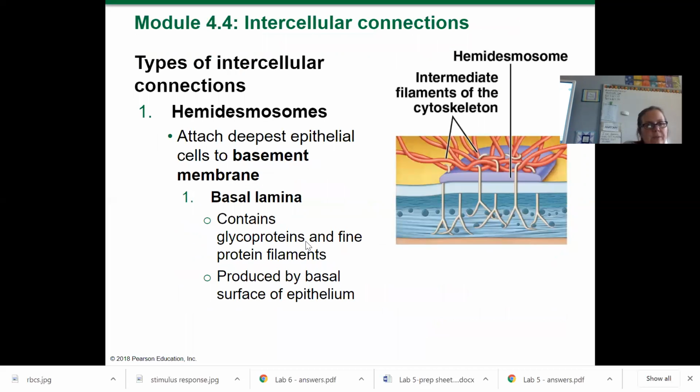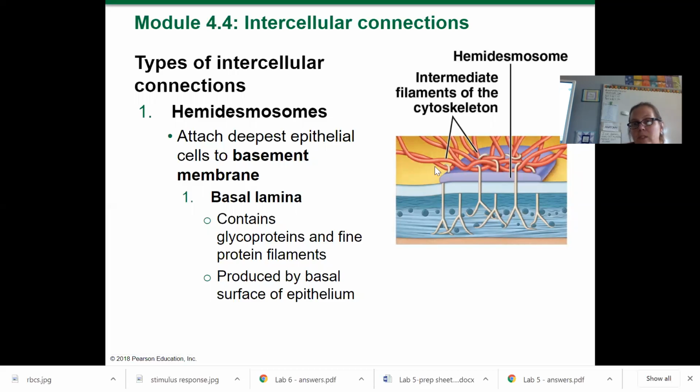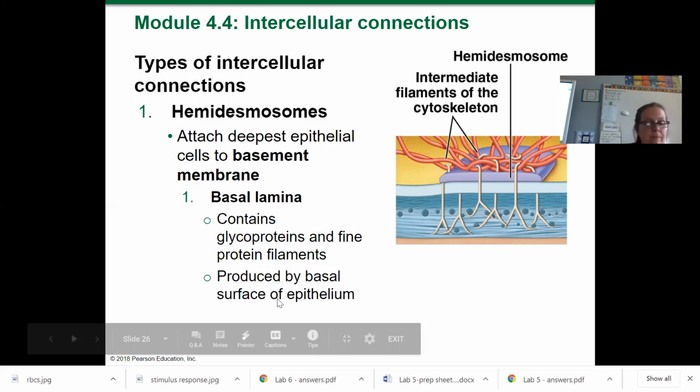Some of those intracellular connections, hemidesmosomes, attach to the basement membrane, that basal layer. Basal lamina contains these proteins and fine protein filaments. So here you can see this hemidesmosome right here. Here you can see some of the filaments that are attaching to the basement membrane.